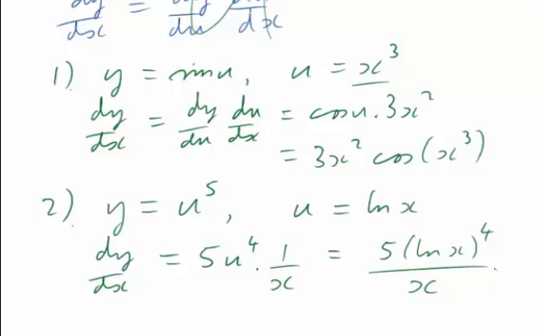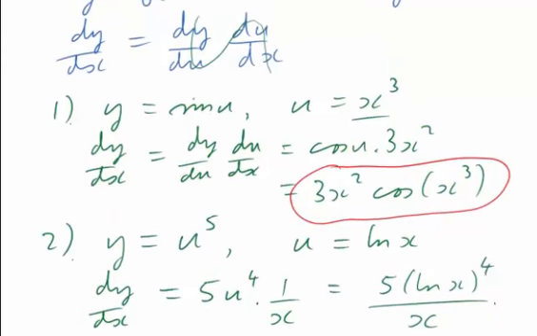Let's look at the answer in the first case. 3x squared cos of x cubed. What has actually happened here? Let's write our function up here again. y equals sine of x cubed. Suppose I couldn't be bothered to introduce a u. What has really happened here? Well, we've got cos. Cos has come from differentiating the sine. And the thing inside the cos is the same, still x cubed. But then, outside here we've got a 3x squared, and that's just the derivative of the x cubed. So we didn't really need to use u at all.